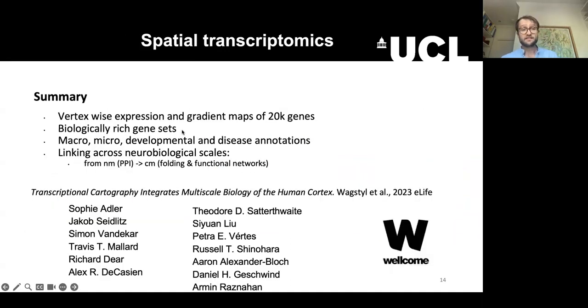So to summarize, we have these vertex-wise expression maps and gradient maps for 20,000 genes that are available to use and download. They contain biologically rich gene sets, these modules that we've identified and annotated for macroscale, microscale, developmental, and disease effects. And they serve as a resource to link across neurobiological scales, from the nanometer, from the protein-protein interactions, all the way through to centimeter scale folding patterns and functional networks.